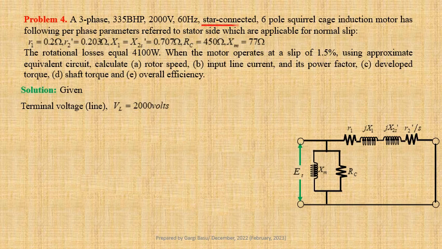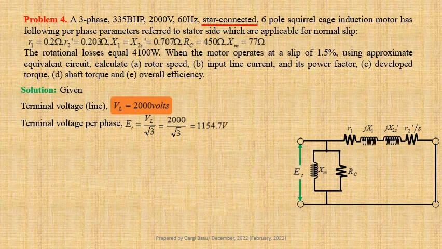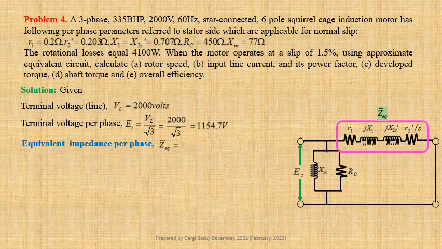Given line-to-line terminal voltage VL equals 2000 volts. For star-connected induction motor, terminal voltage per phase ET equals VL by root 3, that is equal to 2000 divided by root 3, that gives us 1154.7 volt. We have obtained equivalent impedance per phase referred to stator side. ZQ equals 13.806 ohm at an angle 5.8785 degree.